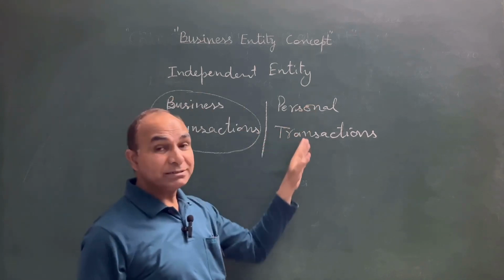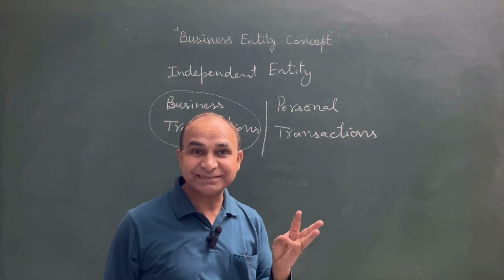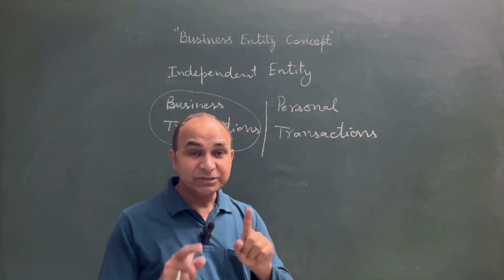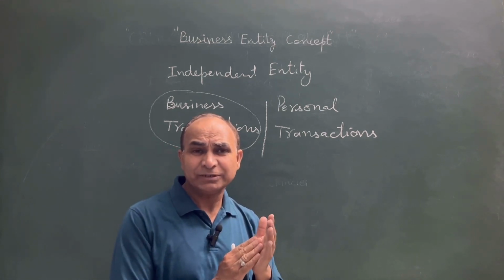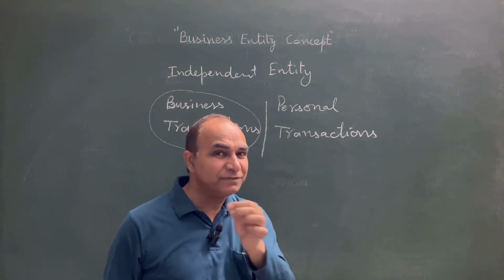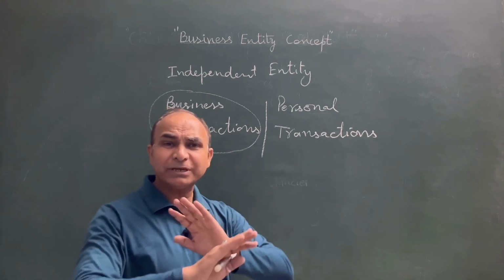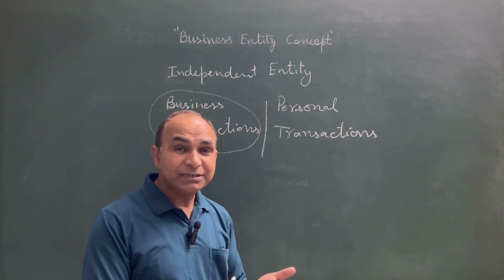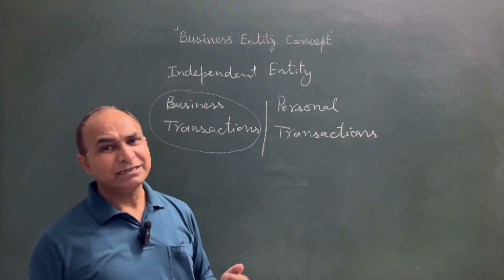It means personal transactions, personal property, personal income, personal investments, personal vehicles, and fixed assets of the businessman should never be mixed up with the business. Why so? Just to calculate accurate and fair profits of the business. Because if these are mixed up, you can never come to know the proper and accurate profitability and financial position of the business. This is the reason.